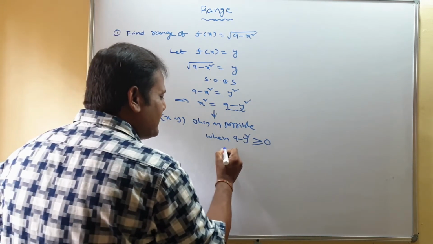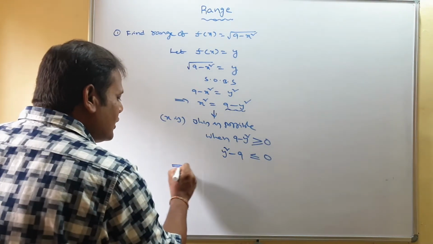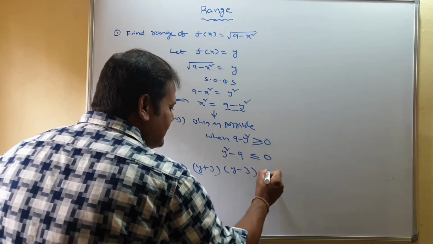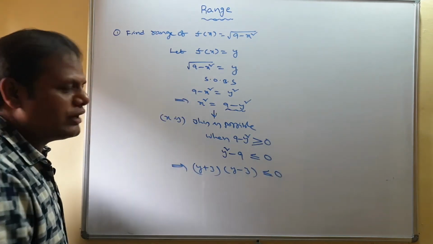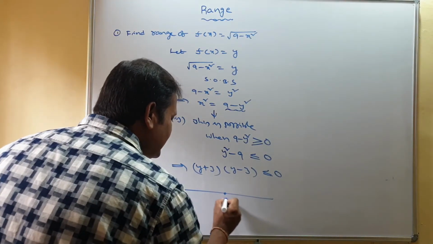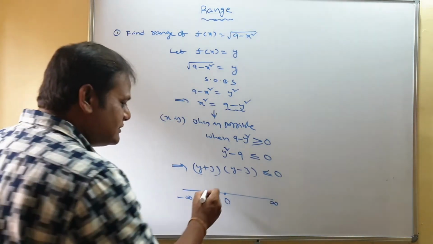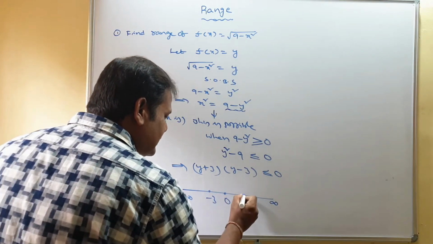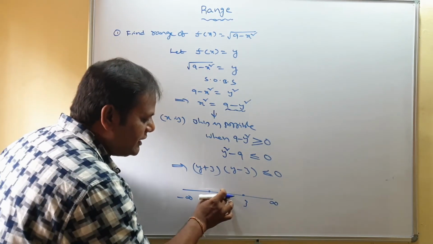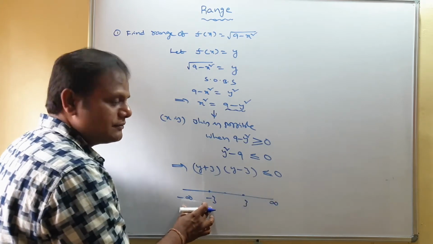So multiply with minus sign. Y square minus 9 less than or equal to 0. Now we can take it as y plus 3 into y minus 3 less than or equal to 0. Now you have to find the values of y. So you take real line. Here it is 0, minus infinity and infinity. Is it? And we have minus 3 and 3. Clear? Now, totally we have 3 intervals: minus infinity to minus 3, minus 3 to 3, and 3 to infinity.